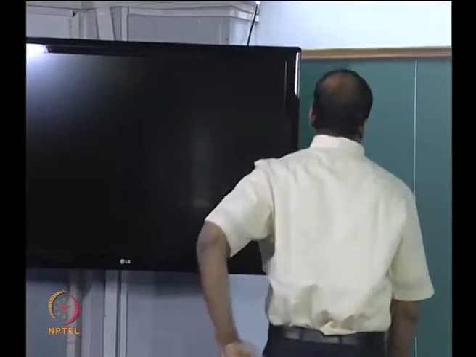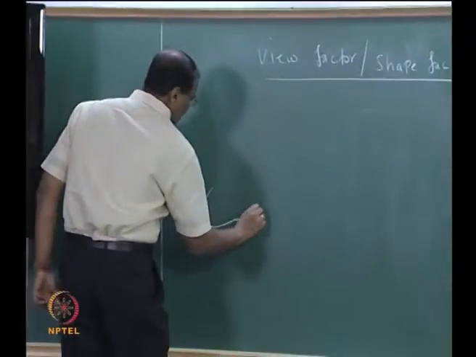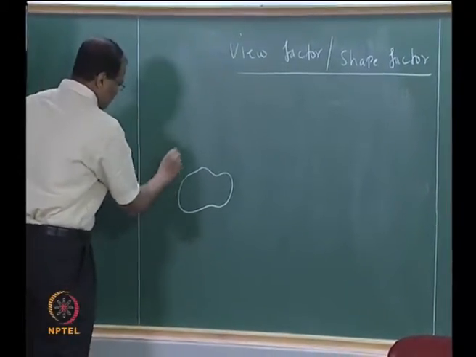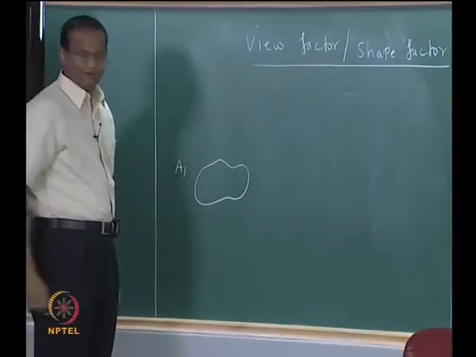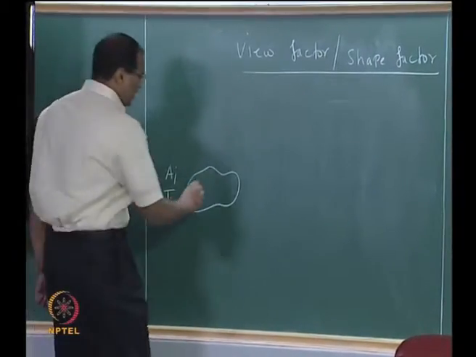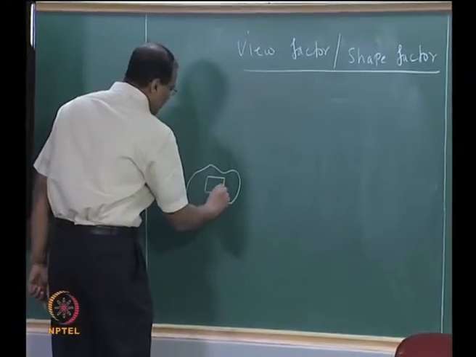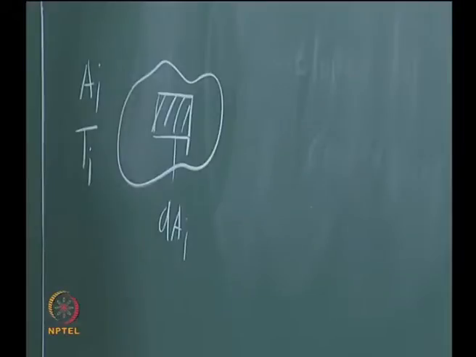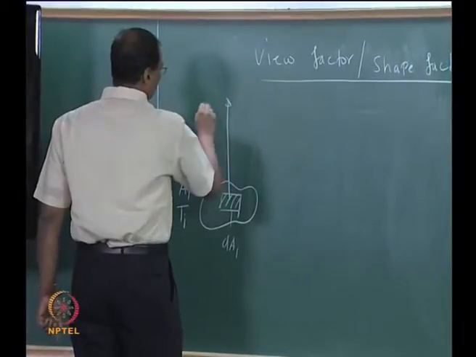Now, there is a surface Ai, it has a temperature Ti. I take an elemental area dAi. Okay. Now, the unit vector is Ni.